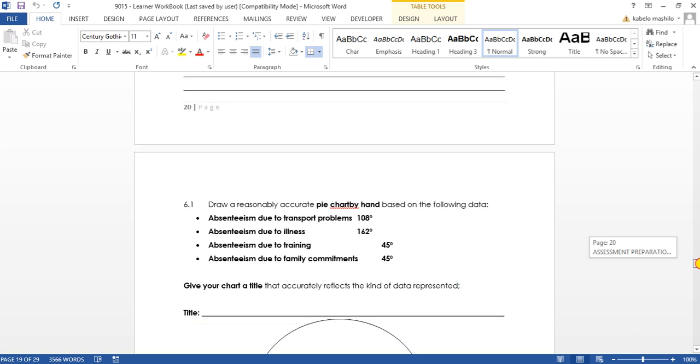6.1. Draw a reasonably accurate pie chart by hand based on the following data: absenteeism due to transport problems, illness, training, family commitment. Give your chart a title that accurately reflects the kind of data represented.